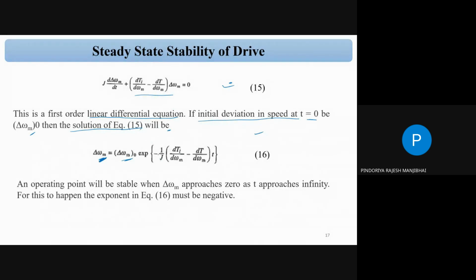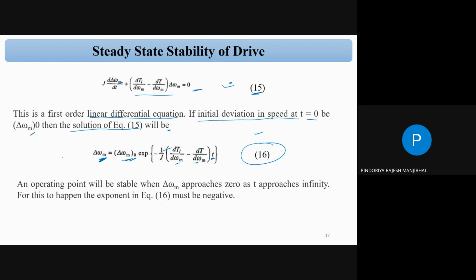So Δωm is equal to Δωm0 exponential of minus 1 by J times (dTL/dω minus dT/dω) into t. This is a simple equation calculated from equation number 15, so this is equation number 16. And we have to calculate Δωm. Why do we have to calculate Δωm? Because we should know how much variation we can give for stable operation.